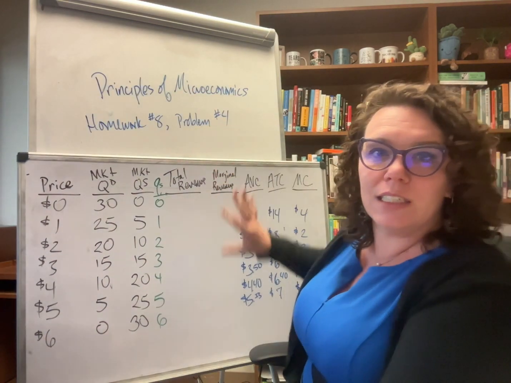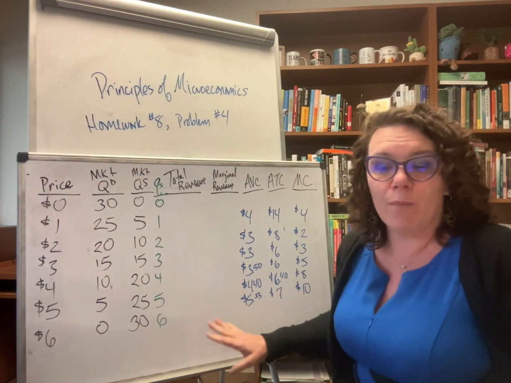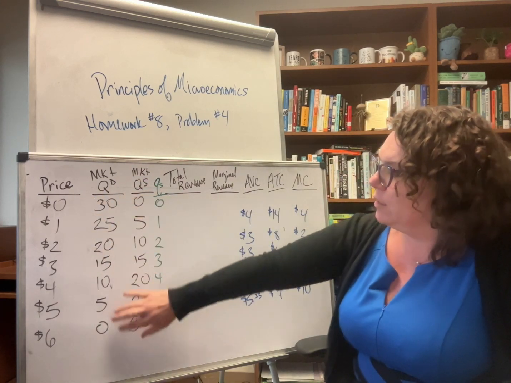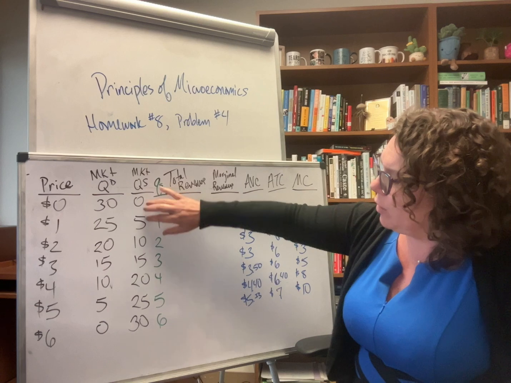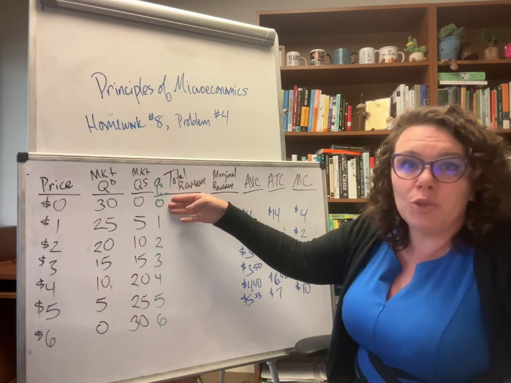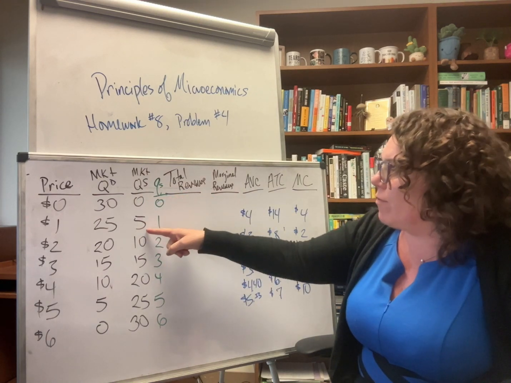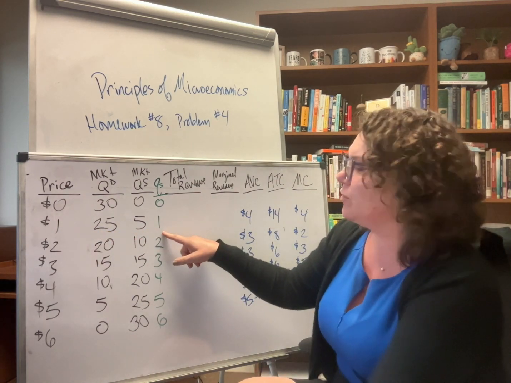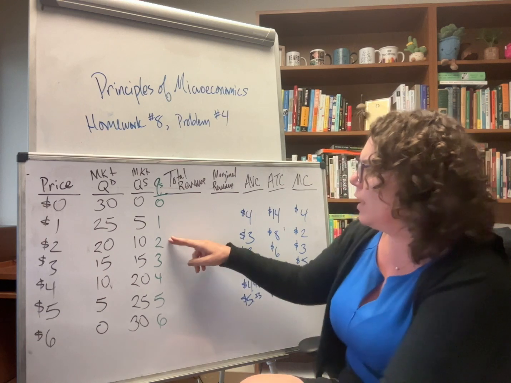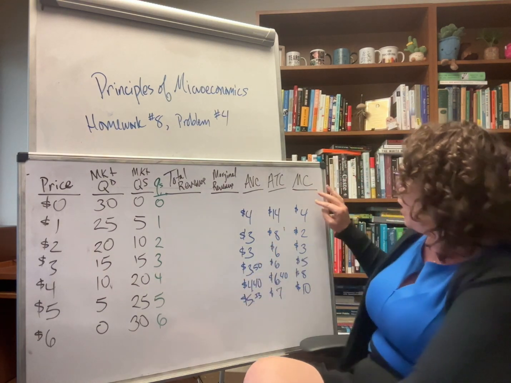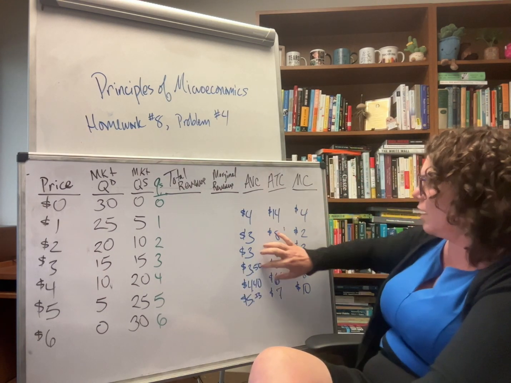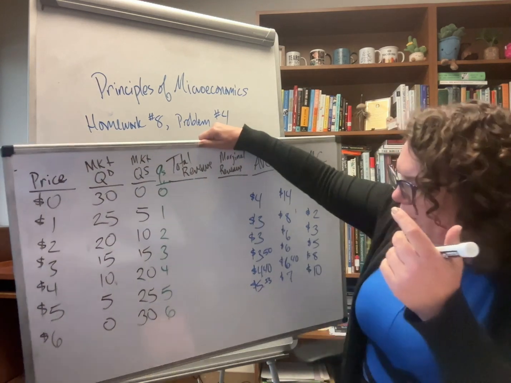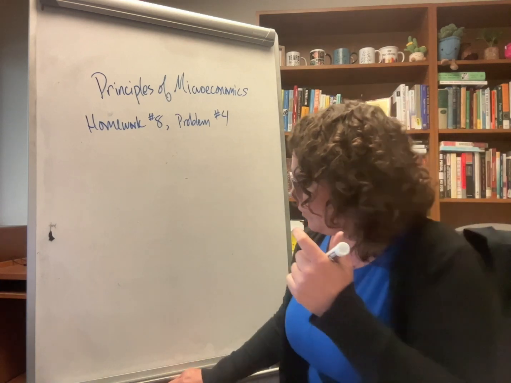So this is the information on the table from the assignment. We've got prices here. We've got market quantity demanded going from 30 to 0. Market quantity supplied going from 0 to 30. And then each individual firm is going to be supplying 1/5. So if the market supplies 5 units of gasoline, each firm is supplying 1 at a price of $1, and it's going to go up like that. And that's how we'll graph these marginal cost, average total cost, and average variable cost curves, using this 1/5 principle. So I'm going to go ahead and graph those for y'all.